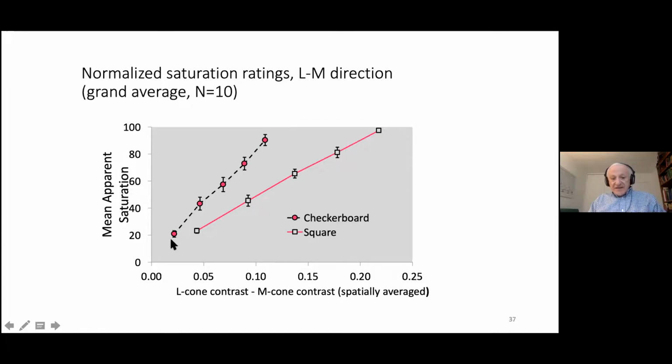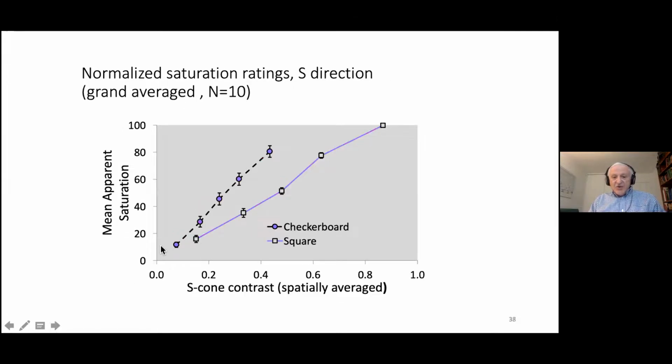And the answer is that in the LM direction also, the checkerboard is much more colorful than the square for the same space averaged cone contrast. And in the S direction, so if we isolate just the S cone, we have the same result. It's not as big a difference, but it's definitely there. So the bottom line is that for all color perception, what we're using is a mechanism which is spatially tuned and which is not responding best to the lowest spatial frequencies, but is in fact tuned for pattern.